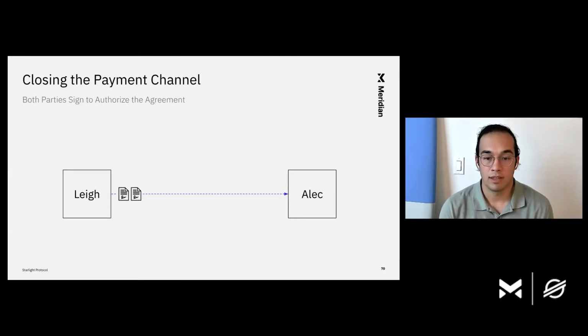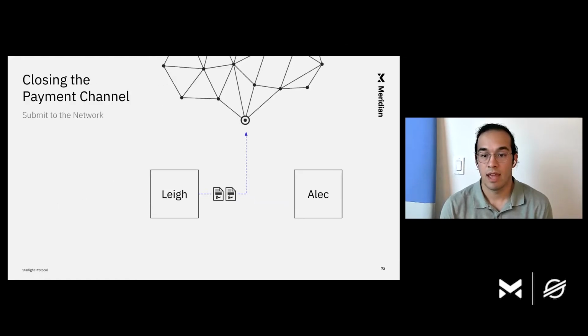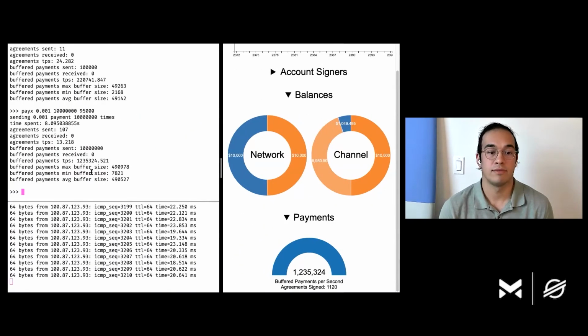Cool. When Leigh kicks off the close process, his application will modify the last agreement that we agreed to, removing the delay, then re-sign the transactions and send those signatures to me. Then my application will verify those signatures, make sure it's the same balance as the last agreement we agreed to, and if so, sign it, and then send my signatures back to Leigh. At this point, the close agreement, which has both Leigh and my signatures, can be submitted to the network. So let's go back to the demo, and then we'll close our channel.